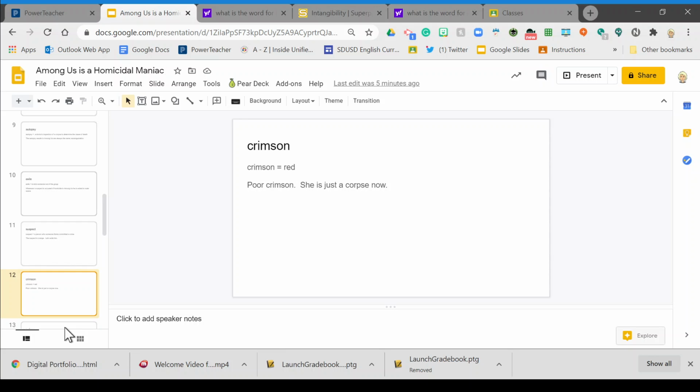Crimson. Crimson is the color red. Poor Crimson, she is just a corpse now. Indigo. Indigo is the color blue. Indigo witnessed the homicide. He saw orange murder Crimson.